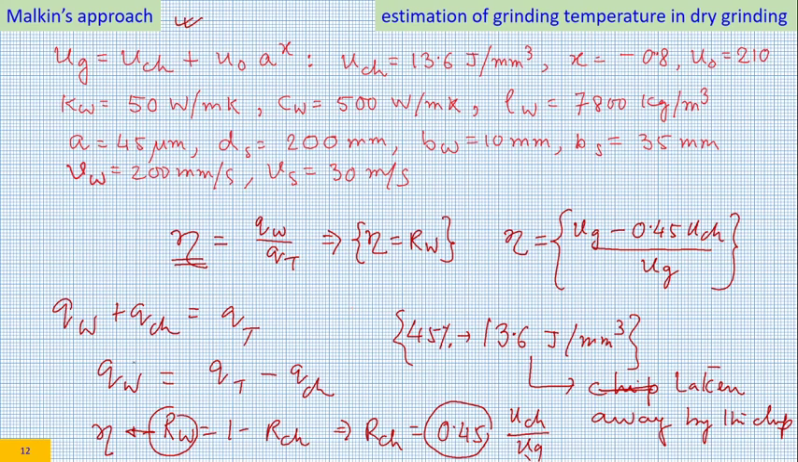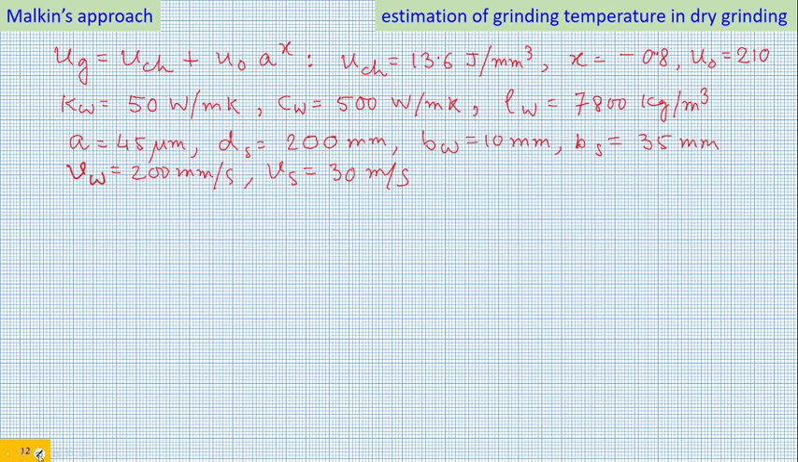So for Malkin's hypothesis, what we will do is something like this. We will erase everything and then we will write that Malkin proposed eta equal to RW equal to UG minus 0.45 UCH divided by UG. Now what is the problem? This problem is a case of plane surface grinding where CH is given, the nature of UG variation is given, X is given, that is the effect of downfeed on UG, U0 is given. So first thing we will do is calculate UG.